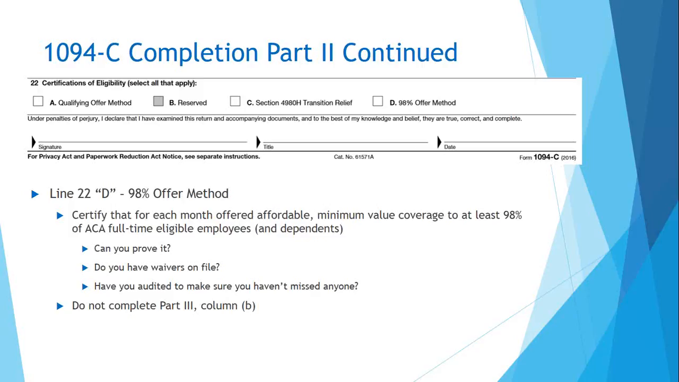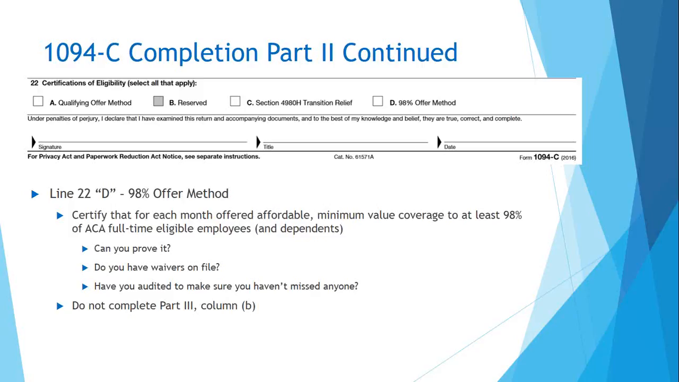Some of you might be thinking, well, that's easy. I know we offer it to everybody because we only have full-time employees. Great. Can you prove it? If you're asked to go back and prove it, are you able to produce documents that say, I offered it to all of these people from this date to this date, so their coverage was from January 1st to December 31st? Or for a new employee, maybe their coverage was from April 1st to December 31st because that's the end of your plan year. You want to be able to prove it. Do you have waivers on file for them if they didn't enroll? Have you audited yourself to make sure you really haven't missed anybody throughout the year?